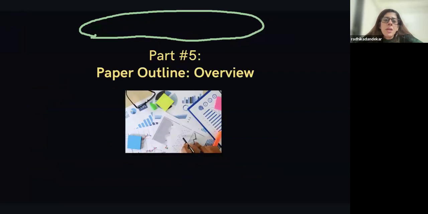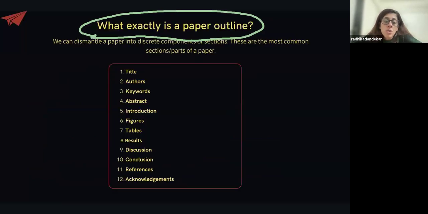So we are now moving to the paper outline. I will now tell you, after you've chosen a specific topic for your research paper, how to go about a paper outline. Okay, so what exactly is a paper outline? A paper outline consists basically of title, abstract, introduction, tables, and figures. These are the 5 things that a paper outline consists of, and this will form the skeleton of your paper.